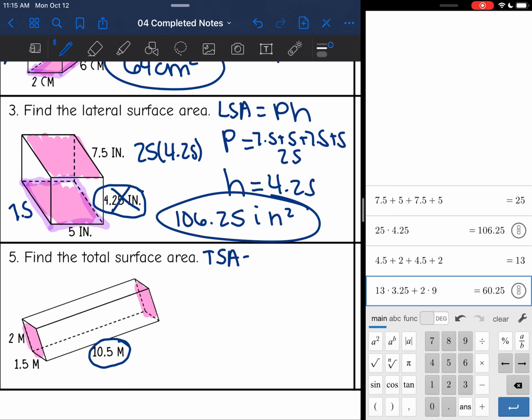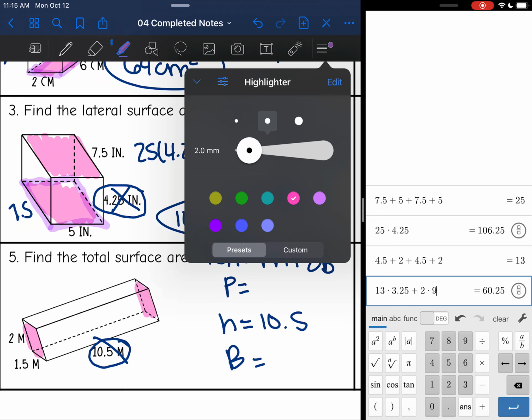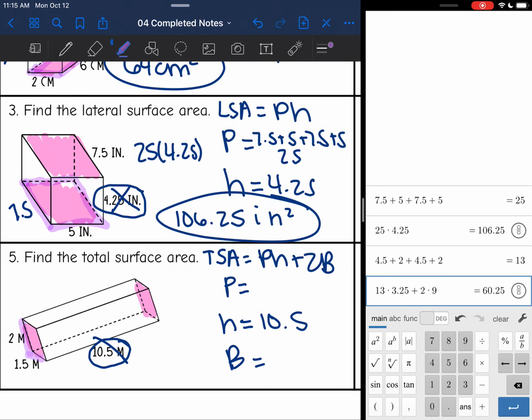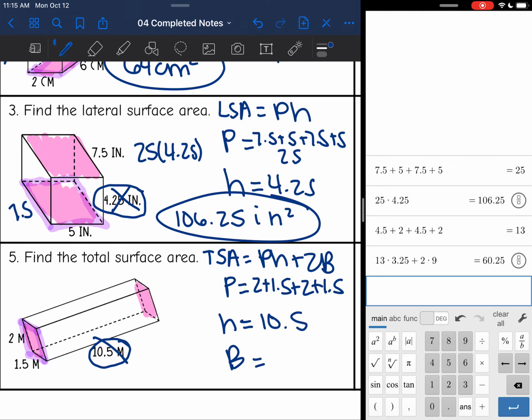So I will be plugging in to pH plus 2b. I'll need perimeter of the base. Height, I just found it, it's 10.5, and then I'll need area of the base. So I'm going to cross out 10.5, that's the height of the prism. I'm not going to use it again. Now let's find the perimeter of the base. So I will be doing 2 plus 1.5 plus 2 plus 1.5, which is 7.